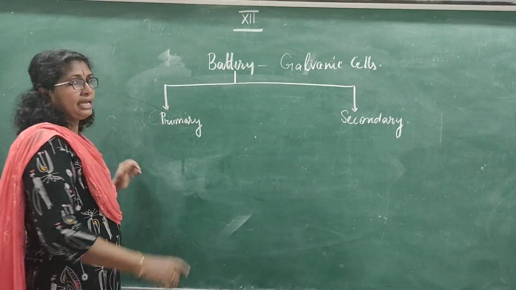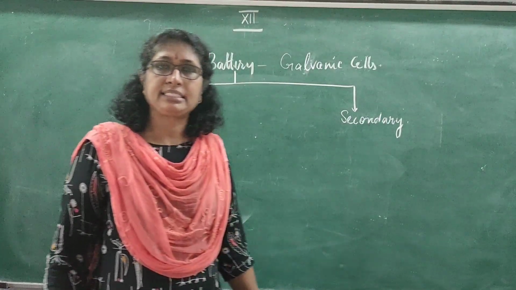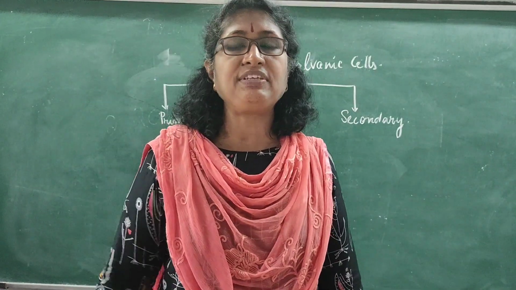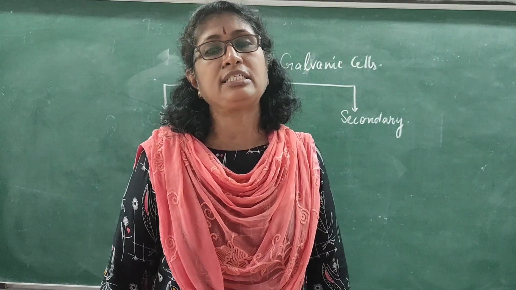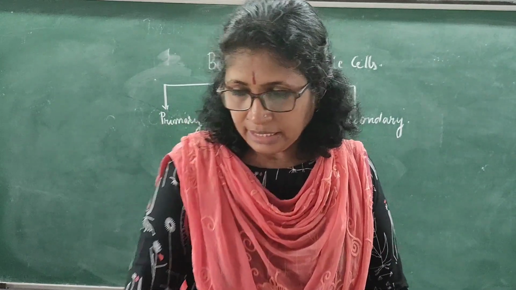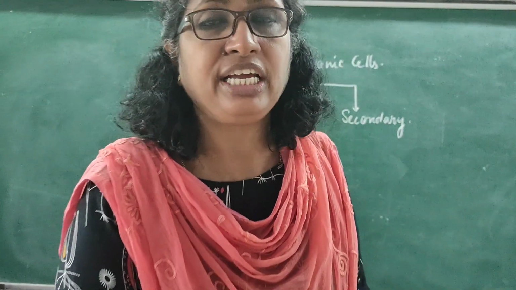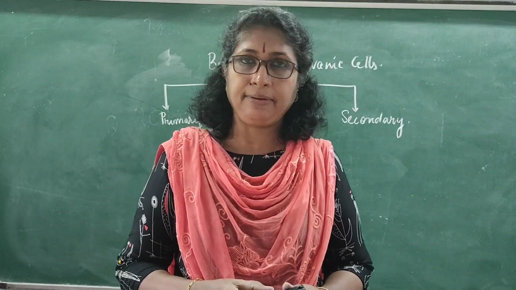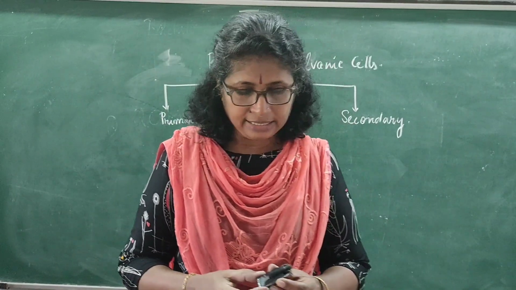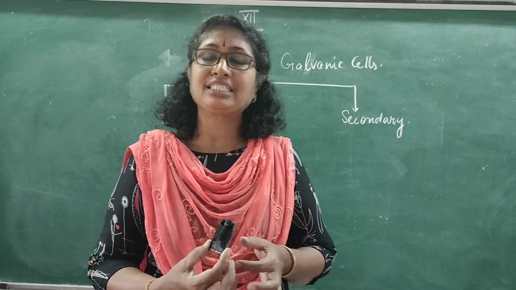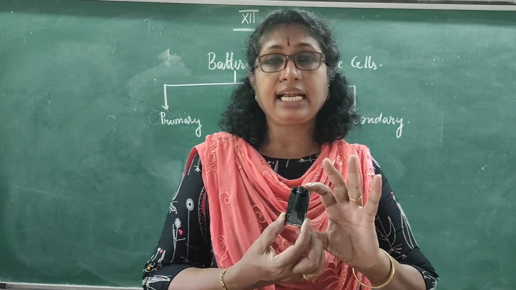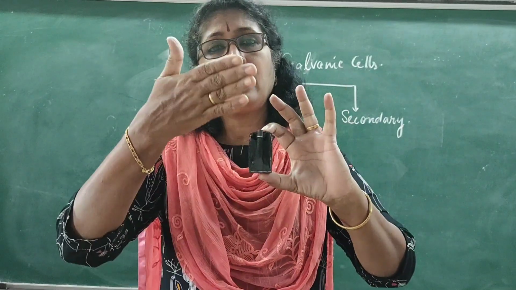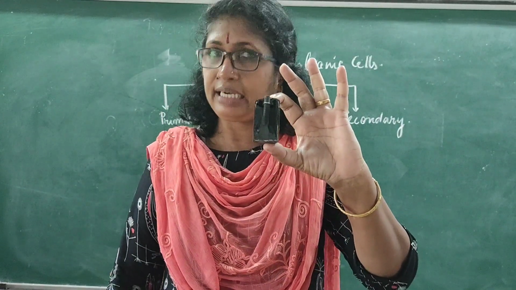Now in primary cells, the main type is the dry cell. This dry cell has been in use since the 17th century onwards. Leclanche first made the dry cell, that is the zinc carbon cell. They are called zinc carbon cells. That is why the dry cell is called a Leclanche cell. So this is the cut portion of a dry cell.